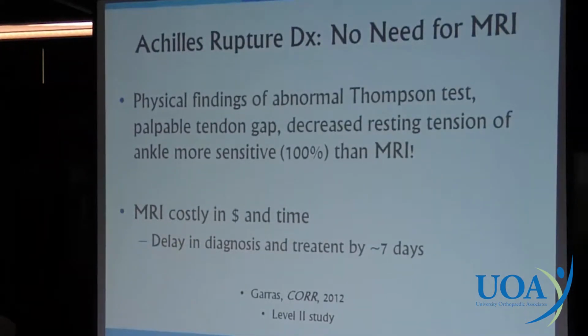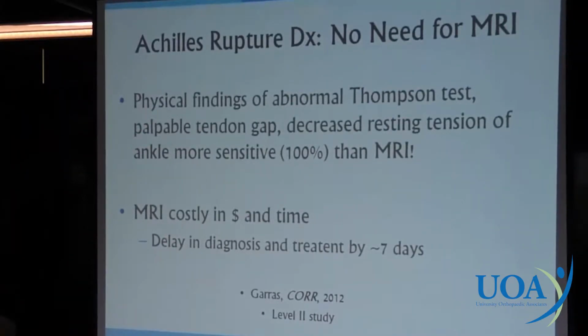So do we need an MRI? Patients often want an MRI to prove that they have an Achilles rupture, but a decent level 2 study from a few years back demonstrated that physical findings of an abnormal Thompson test, a palpable tendon gap, and decreased resting tension of the ankle, meaning assuming that more dorsiflexed position, is 100% sensitive, and more sensitive than an MRI.